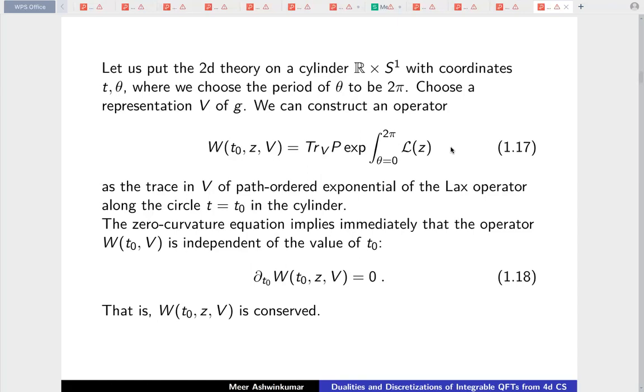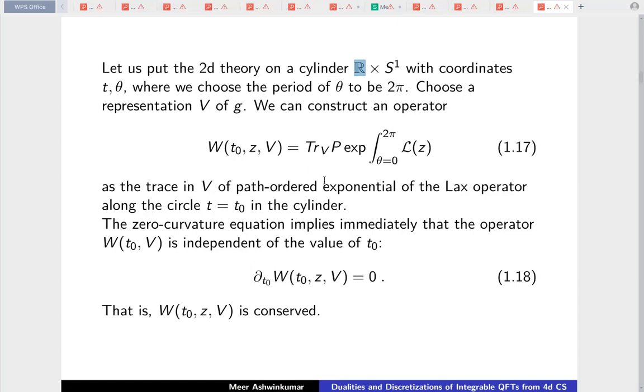And in fact, the flatness of the Lax connection can be used to show that this operator is independent of the value of time. That means it's independent of the value of the coordinate along R. And therefore, it is a conserved quantity in the integrable field theory. And this is something known from the study of integrable field theories.